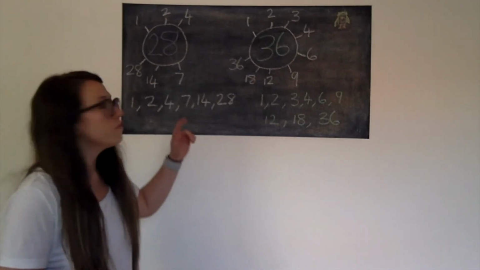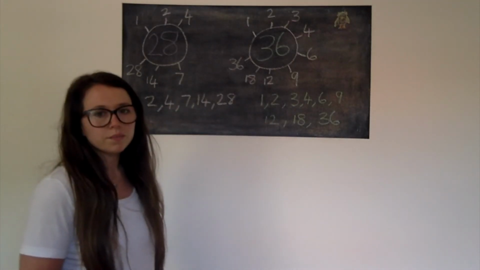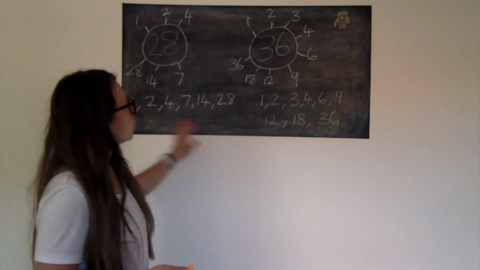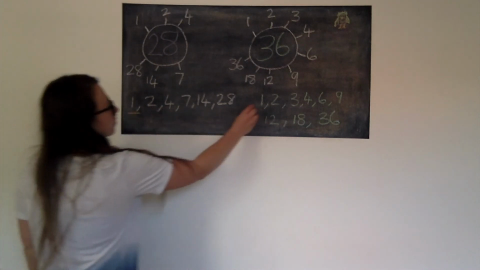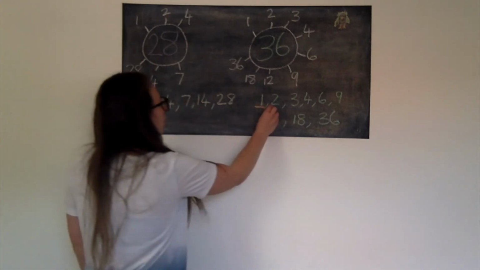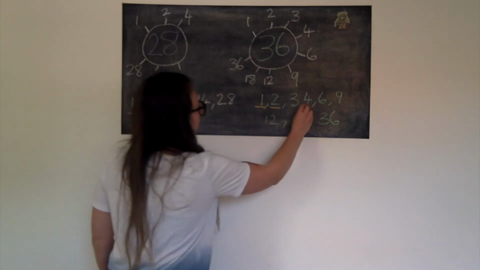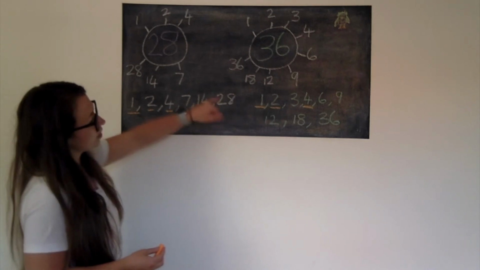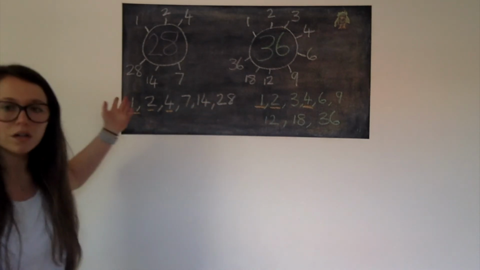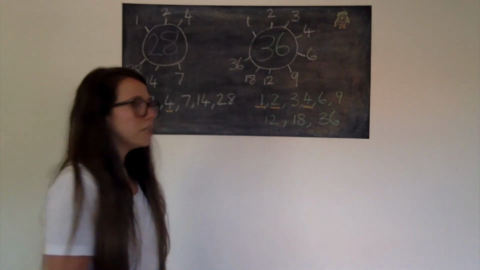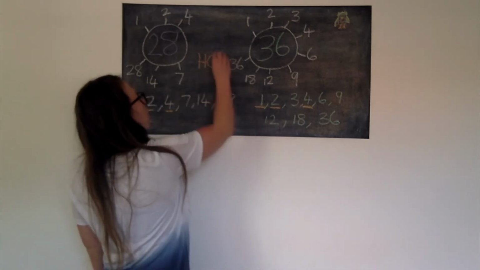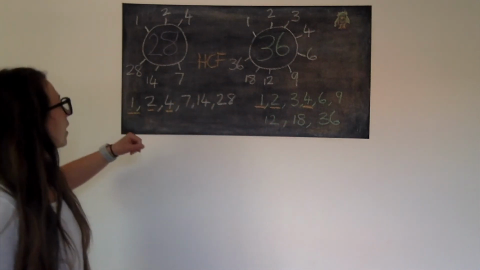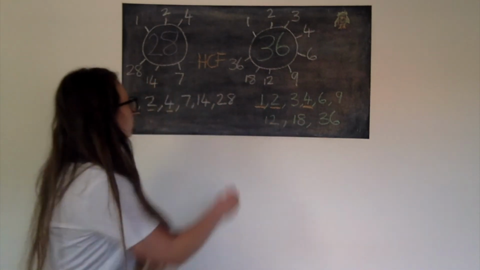Now we have our factors of both 28 and 36. We can think about which ones are the common factors. So which ones are both factors of 28 and 36? So we've got 1 is in both sets, 2 is in both sets, 4 is in both sets, 6, no, 7, no, 14, no, 28, no. So that's all of them. Okay, those are our common factors. So then thinking about our highest common factor, we are just thinking about the highest number that is in both, the highest common factor. So that would be 4.